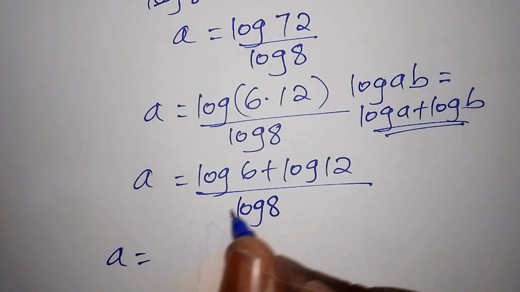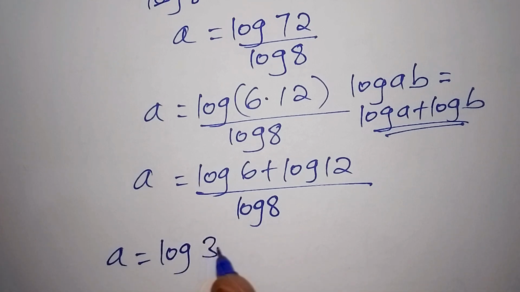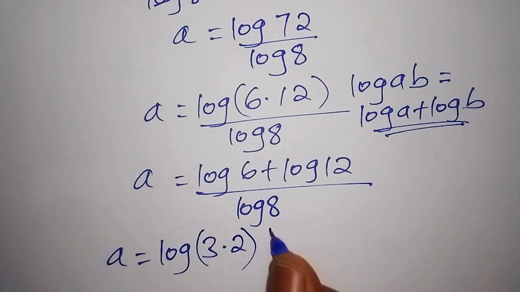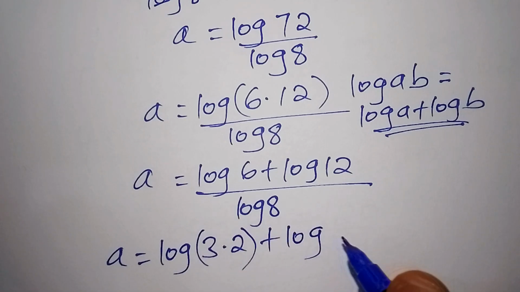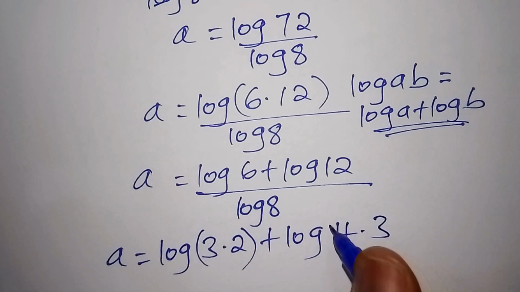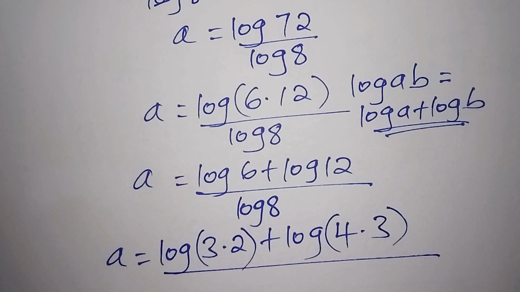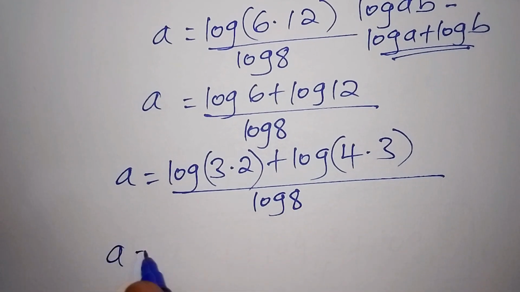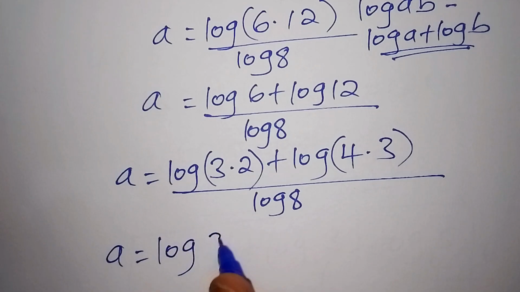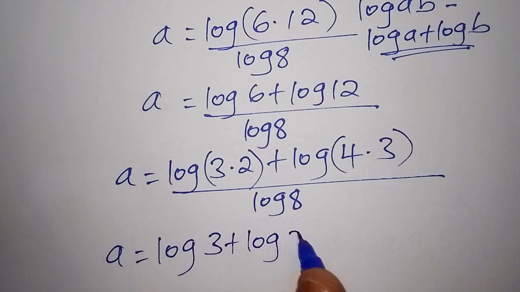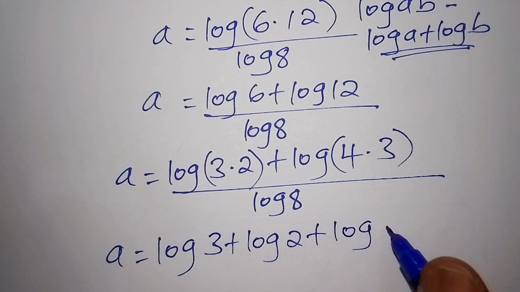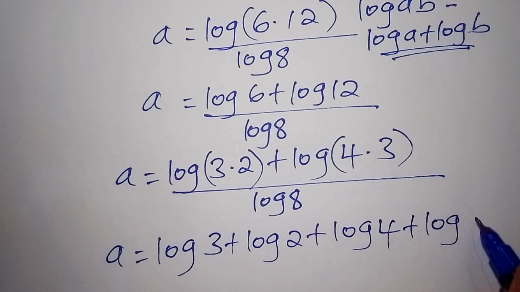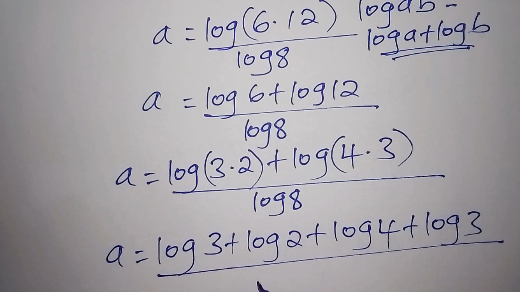So the value for a is equal to: log 6 can be written as the log of 3 multiplied by 2, in bracket, plus the log of 12, which can be written as the log of 4 multiplied by 3, in bracket, all over the log of 8. Next, the value for a is equal to the log of 3 plus the log of 2, plus the log of 4, plus the log of 3, all of this all over the log of 8.